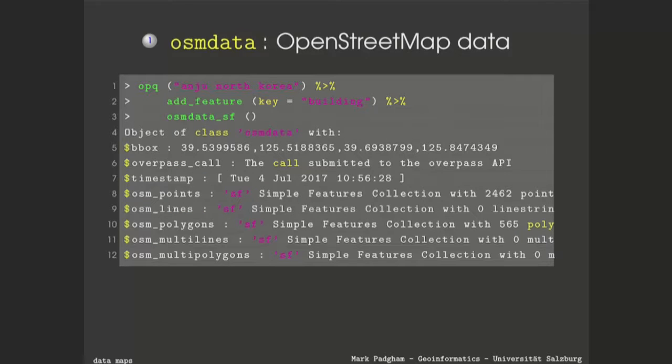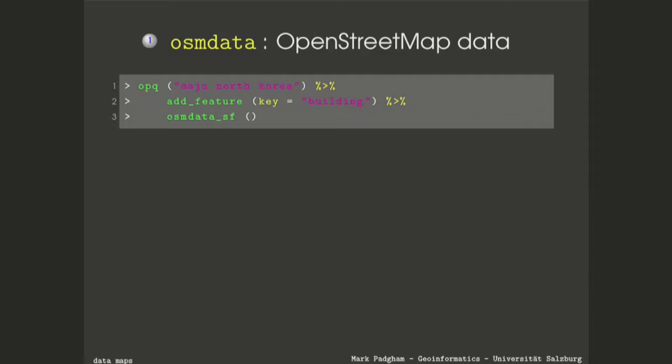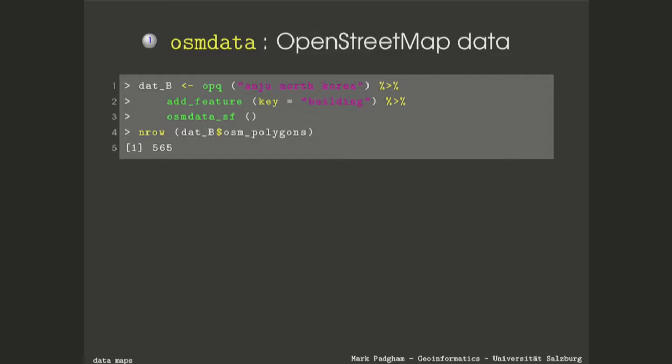And when you do that, you get this object back which contains every single aspect of the OpenStreetMap data that pertains to buildings in Anju, North Korea. And on the list there, you can sort of see what some of them are. The thing itself contains, the actual data are in the final five. It contains a list of points and lines and polygons and other things like that. So we can store that in an object, name it dat_b, and look at how many polygons are in there. So this is how many buildings OpenStreetMap has in Anju, North Korea. There are 565 of them. Remember, Google Maps has one.